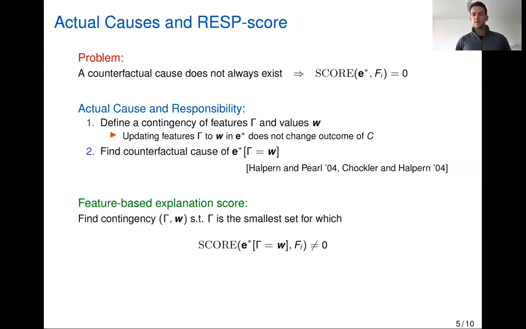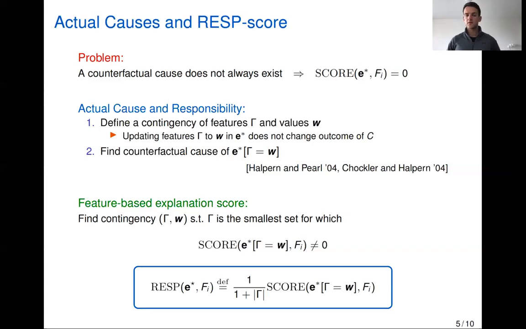So we can extend our feature-based explanation score with the notion of a contingency set. The goal now becomes to find the smallest set gamma, such that if we set gamma to values W in E star, the score will become non-zero. And if we are able to find such a contingency set, then we say that the responsibility score for feature Fi is proportional to the score computed for E star under this contingency.